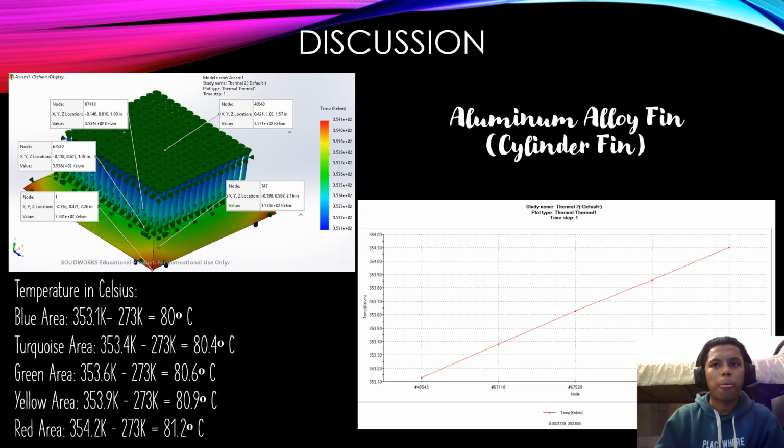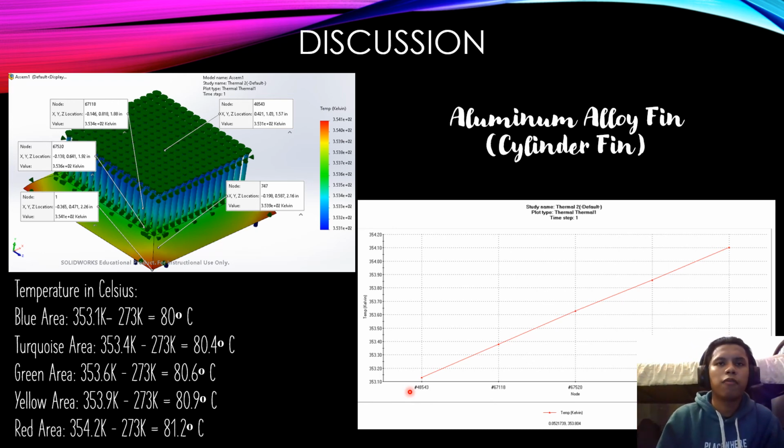Next is the aluminum alloy fins, or we call it the cylinder fin. As I mentioned before, the colors are blue, followed by turquoise, green, yellow, and red. For the red one, the hottest, we get around 81.2 degrees Celsius, while for the blue one we get around 80 degrees Celsius, which is better compared to the copper fins or brick fins.